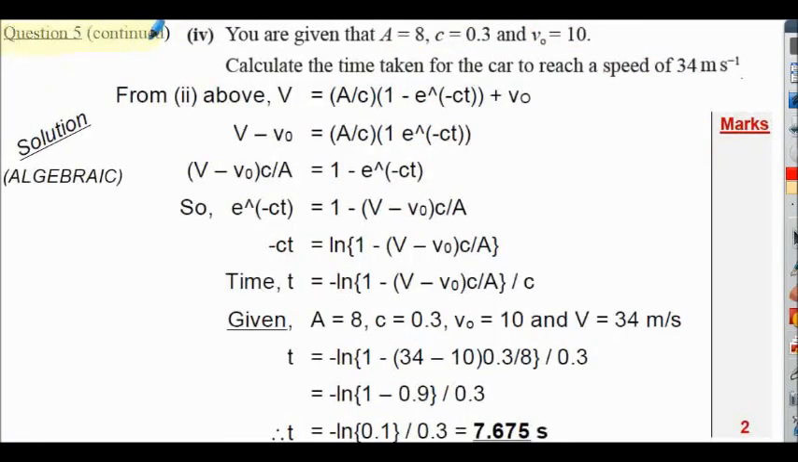Question 5 continued, part 4. This is purely for reference, just an alternative solution where I've rearranged the equation algebraically first of all before I insert the values. It's just an alternative presentation really. Obviously the same final answer.